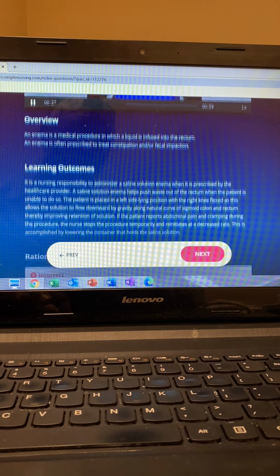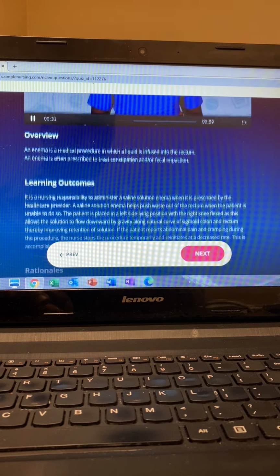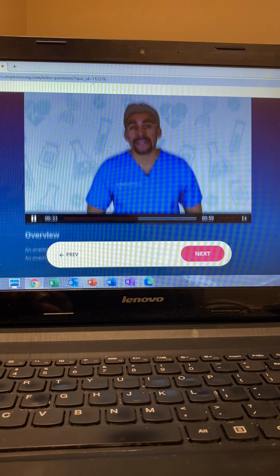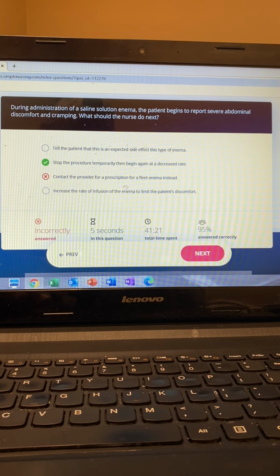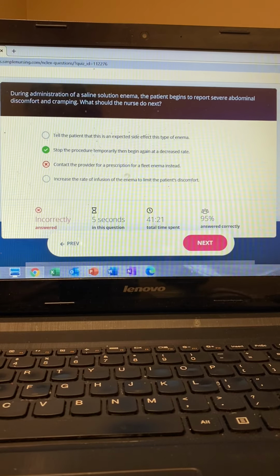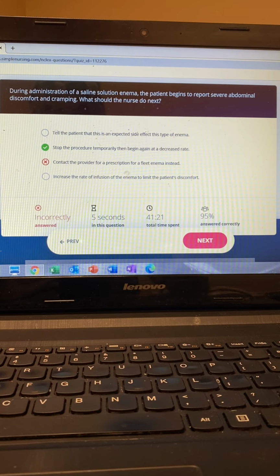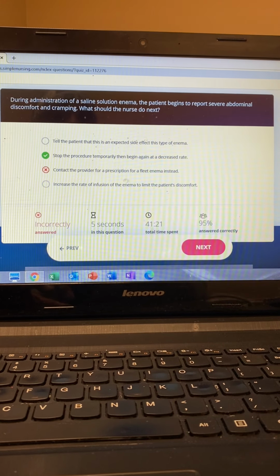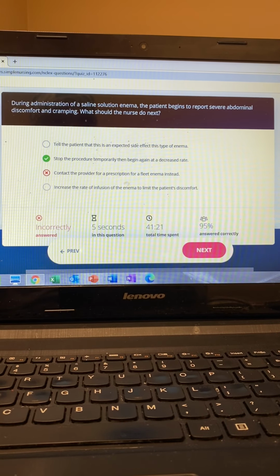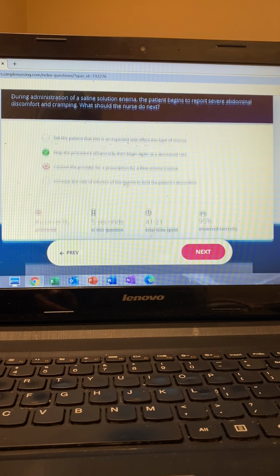So option number 1, pain can happen, but it should not be dismissed. Option 2 is correct. Guys, we're stopping, then starting again at a slower rate. That technically can relieve the pain. And option 3 and 4 are incorrect. Getting another enema doesn't solve the issue for pain right now. And option 4, incorrect. Increasing the weight would increase the pain.